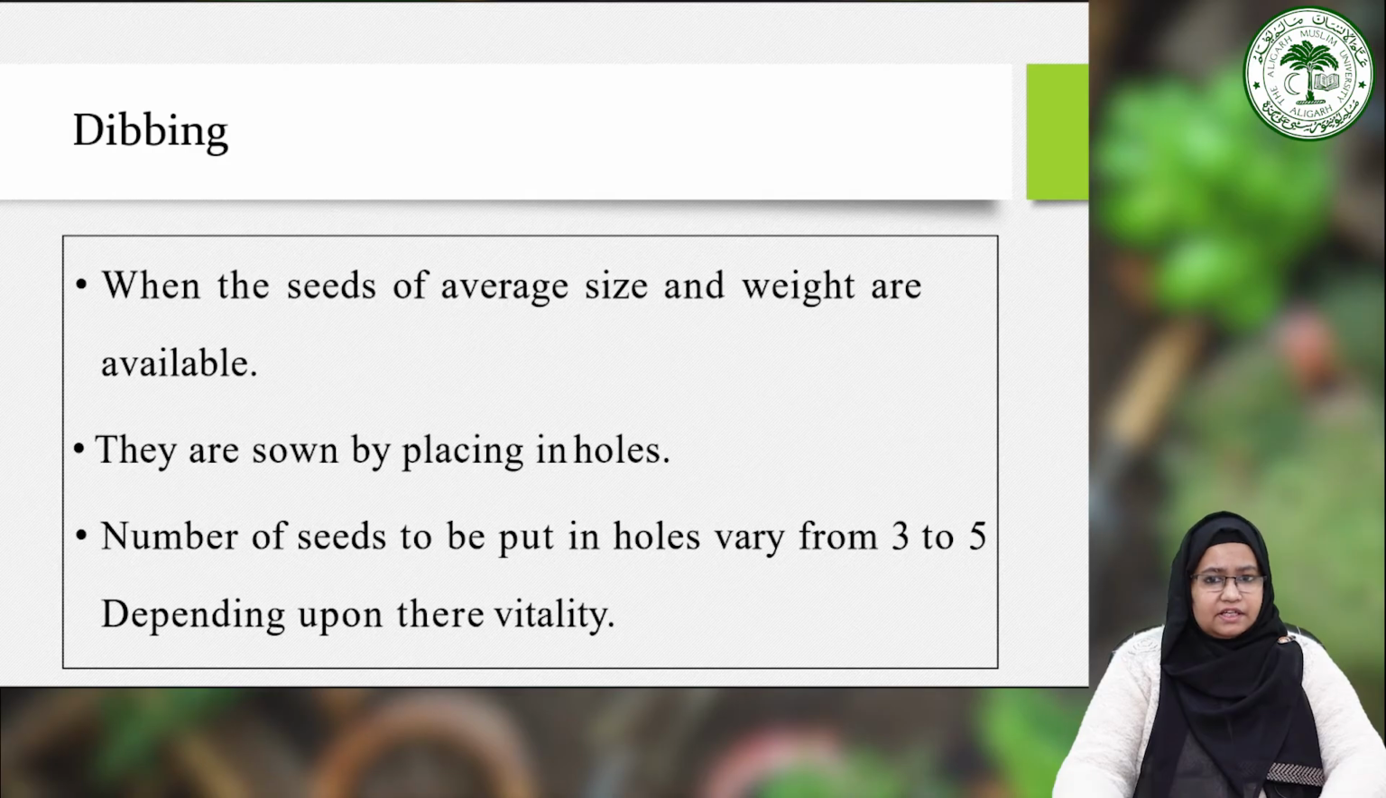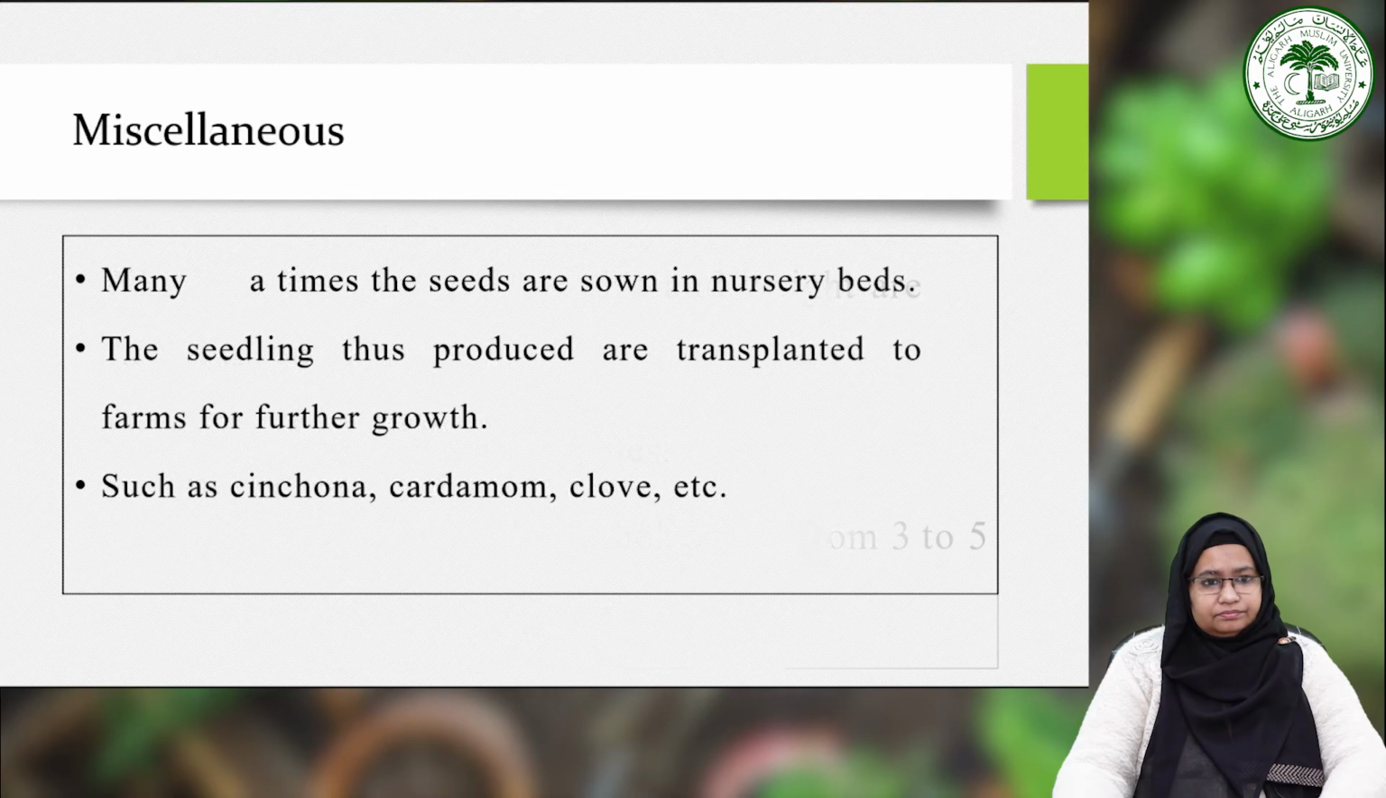The next one is dibbing. When seeds of average size and weight are available, they are sown by placing them in holes. The number of seeds to be put in holes varies from 3 to 5 depending upon their vitality. Then in the miscellaneous methods, many times the seeds are sown in nursery beds. The seedlings thus produced are transplanted to farms for further growth, such as cinchona, cardamom and clove, which are sown by the miscellaneous methods in nursery beds.